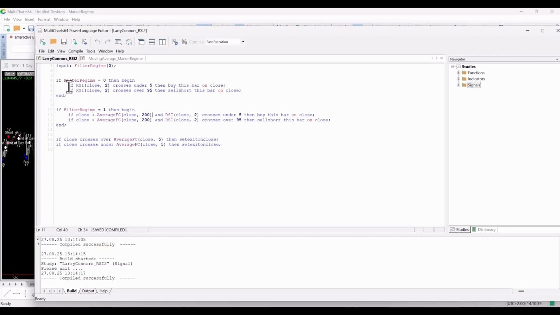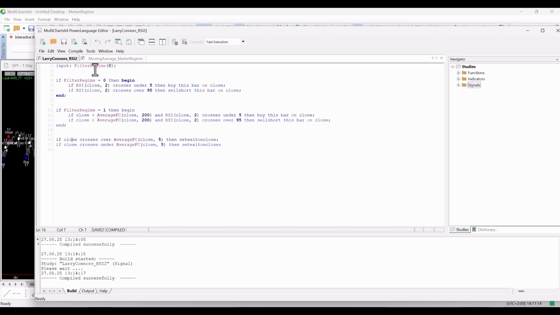We have the RSI again with a 2-period setting. If it crosses below level 5, we buy. If it crosses above level 95, we open a short position. And when are these positions closed? When the price crosses a 5-period moving average, which is a very fast moving average.